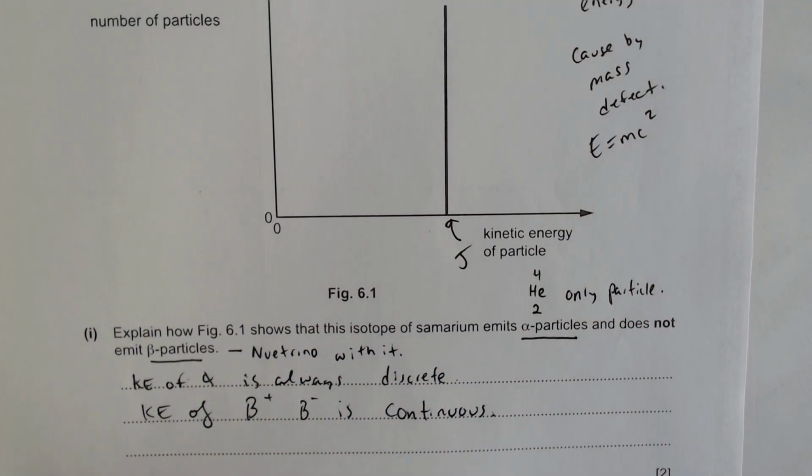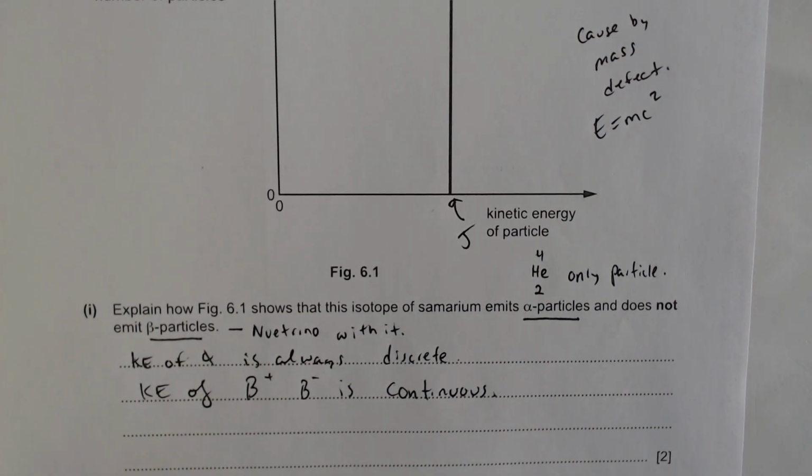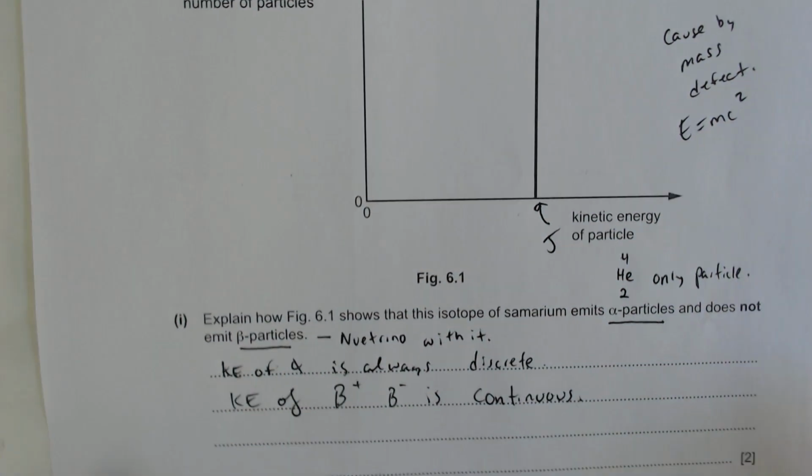Okay? And that is all you have to really know. Now, I do want to point out that even though the kinetic energy is discrete and the kinetic energy of the beta particles is continuous, that does not mean that the momentum of each of those would be different. The momentum would end up being the same.